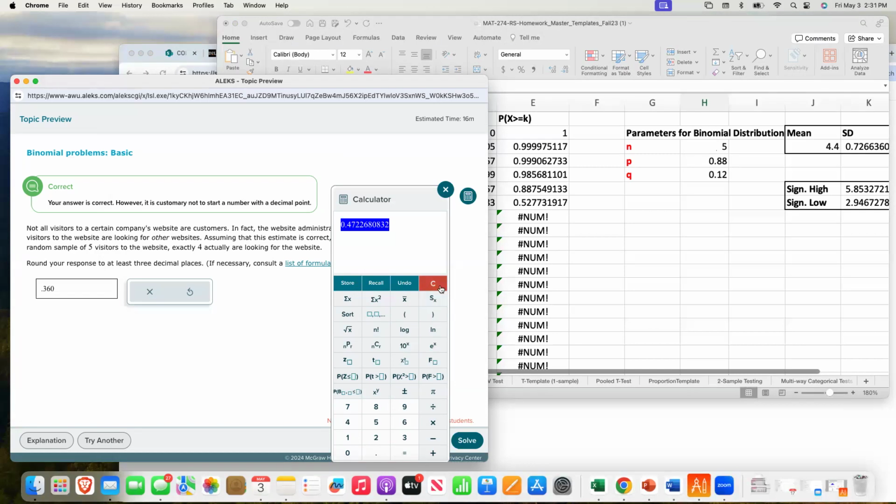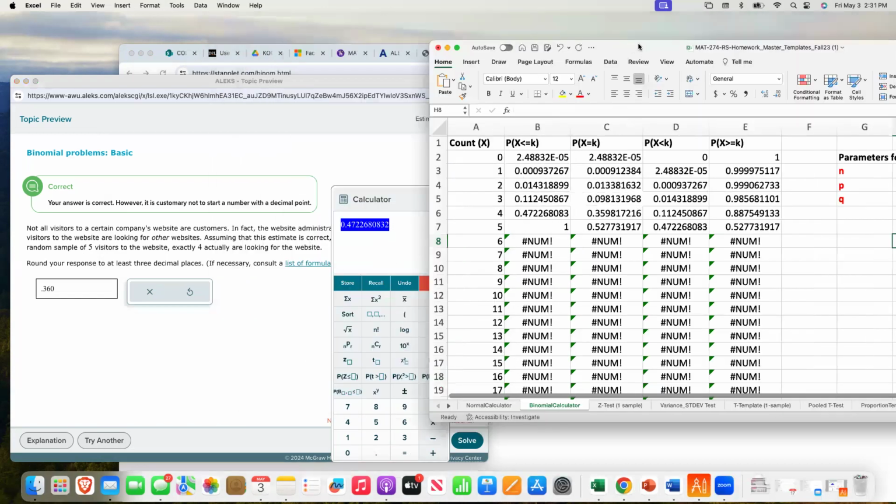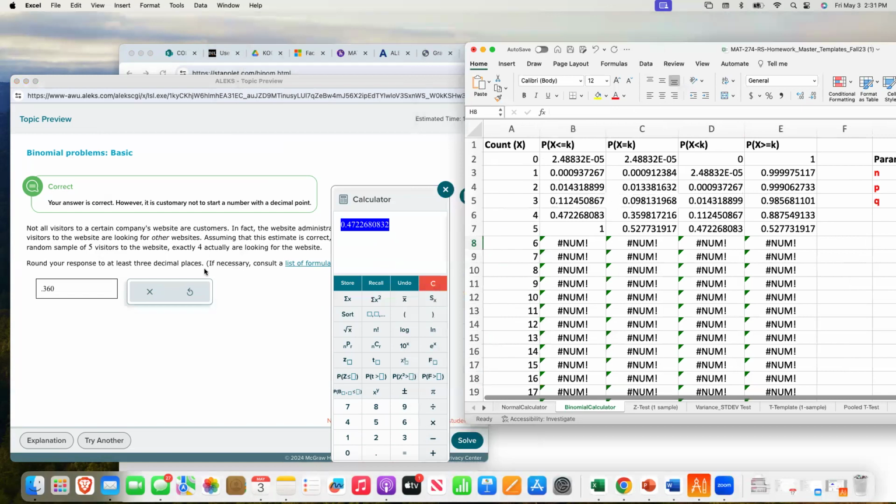Must have typed something wrong again. Let me try that one more time. Random sample of 5. Oh, yeah. No, that was correct. 0.88 and 4. Okay. Now, what it's doing here is it's giving me 0.47. So if I slide this over just a little bit, so we can see these at the same time. Here's the less than or equal to. And notice here's our number 0.4722, just like we have here.